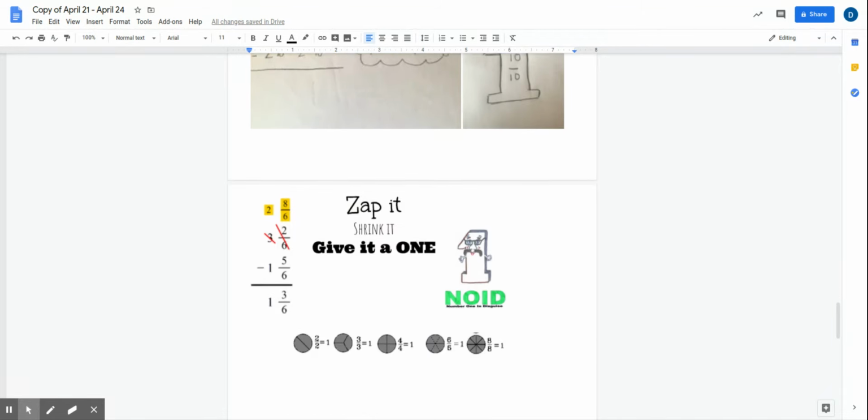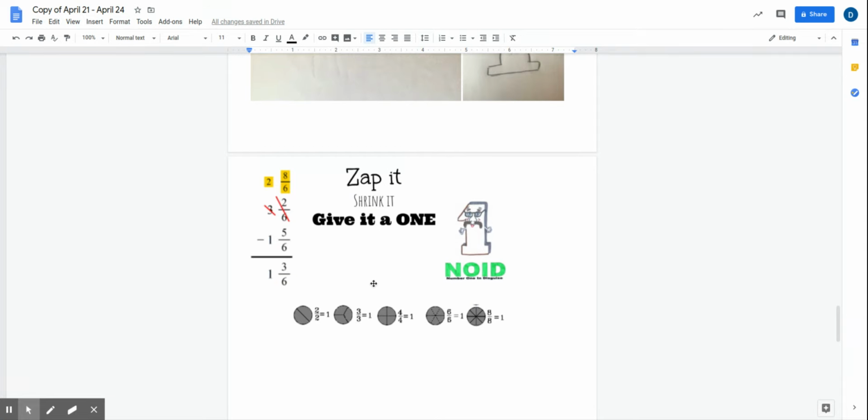So on the Really Good Stuff document, you reviewed how to go from there. Remember, if the number is too big, you can zap it, shrink it, and give it a form of 1. Here they zapped the 3 to make it a 2, and they gave the 2/6 a form of 1. The form of 1 they gave it was 6/6. 2/6 plus 6/6 equals 8/6.